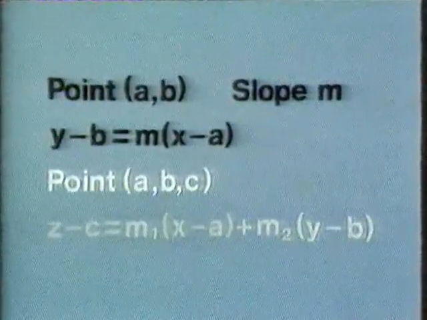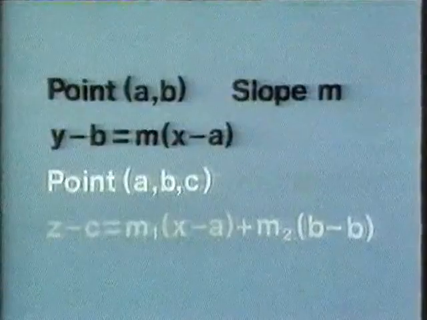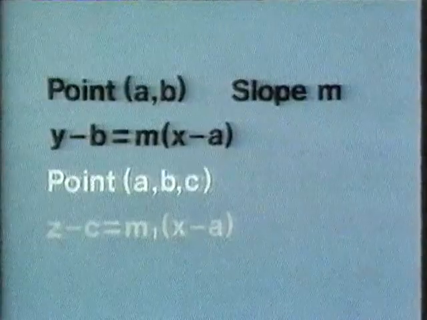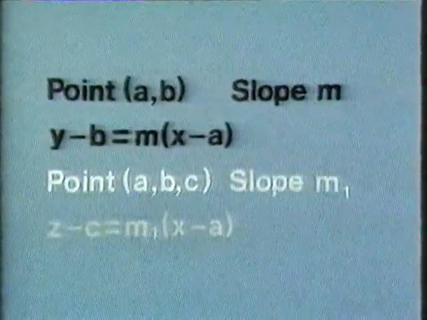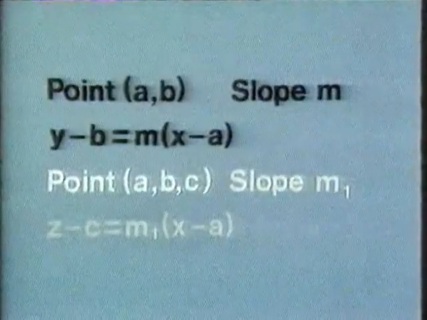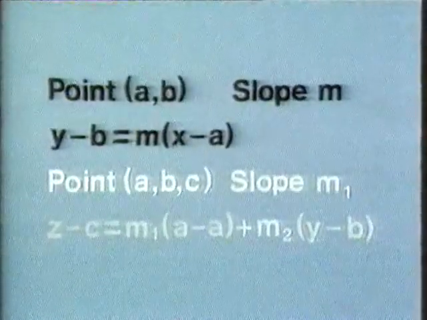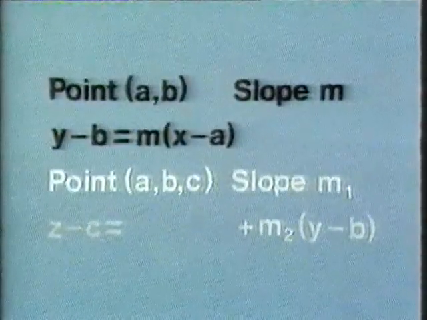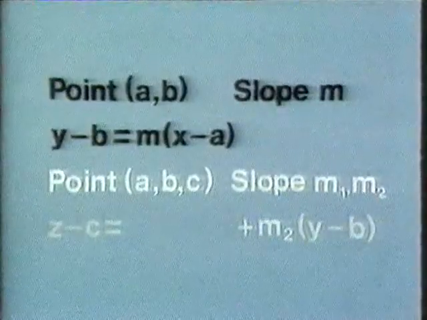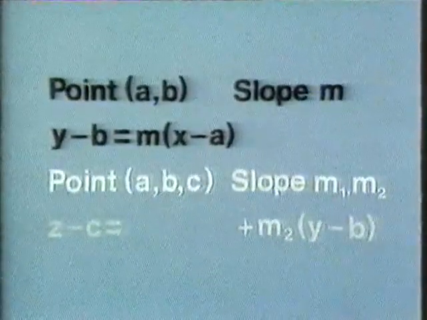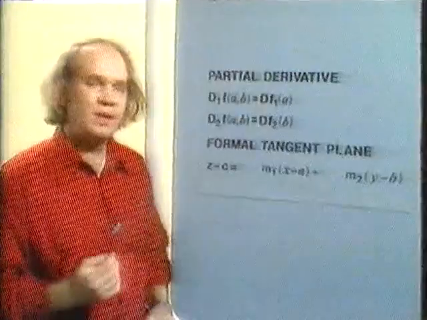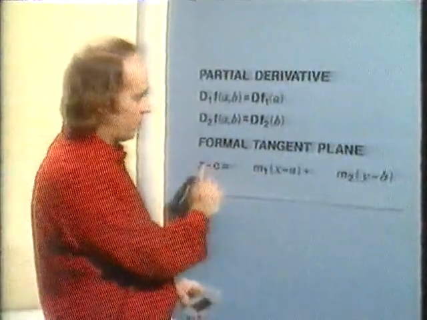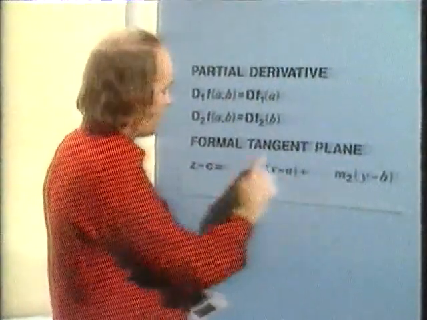Look at what happens when we put y equals b into the equation. We get an equation in x and z, and it's just that of a line with slope m1. Similarly, when we put x equals a, we get an equation in y and z. It's also that of a line, but with slope m2. Well, that's just what we need for our formal tangent plane. So here's the equation for a plane through the points a, b, and c.